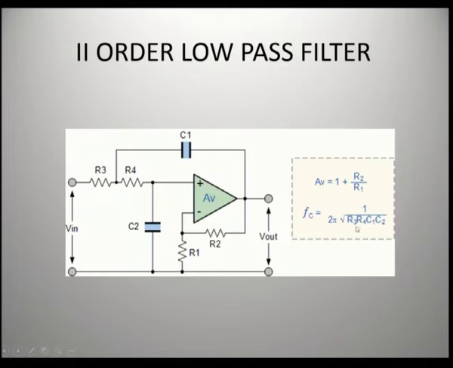For the second order low pass filter, the corner frequency, or you can say the higher cutoff frequency, is derived as 1 by 2 pi root of R3 R4 C1 C2. Here it is R3 R4 and C1 C2. So, if these values are equal, then you will have 1 by 2 pi RC.